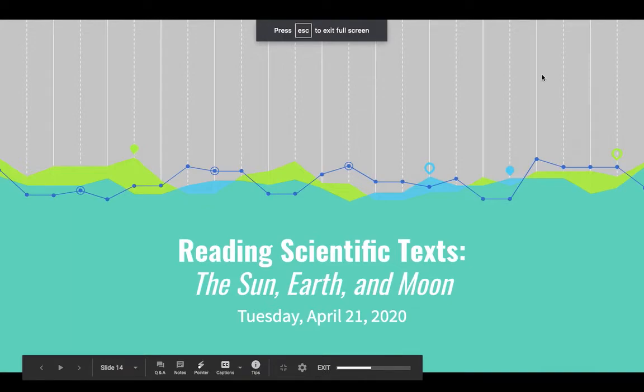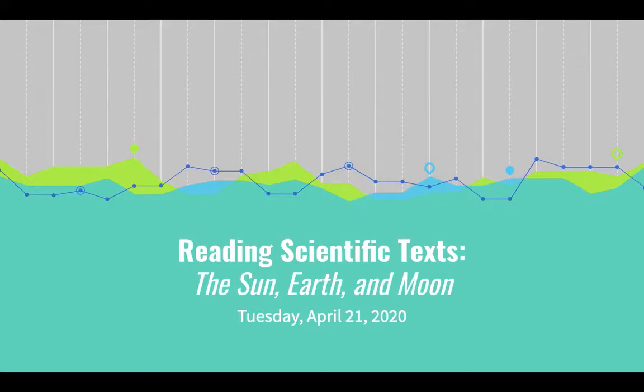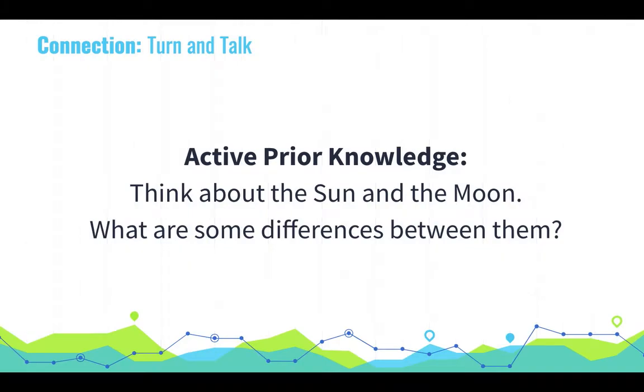We are going to continue our work with reading scientific texts. And today and tomorrow, we will be using the same text titled The Sun, Earth, and Moon. So activate your prior knowledge. Turn and talk with a wall, stuffed animal, a friend. Think about the sun and the moon. What are some differences between them?